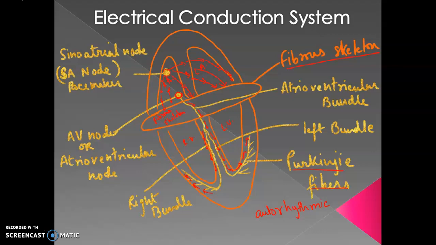Then it allows the impulse to flow through the AV bundle towards the ventricles. The impulse now flows along the left and the right bundles and then gets spread all over the ventricle via the Purkinje fibers. This is how the electrical impulse that gets originated at the pacemaker at the SA node gets distributed throughout the heart. And we also see it gets delayed at the AV node.